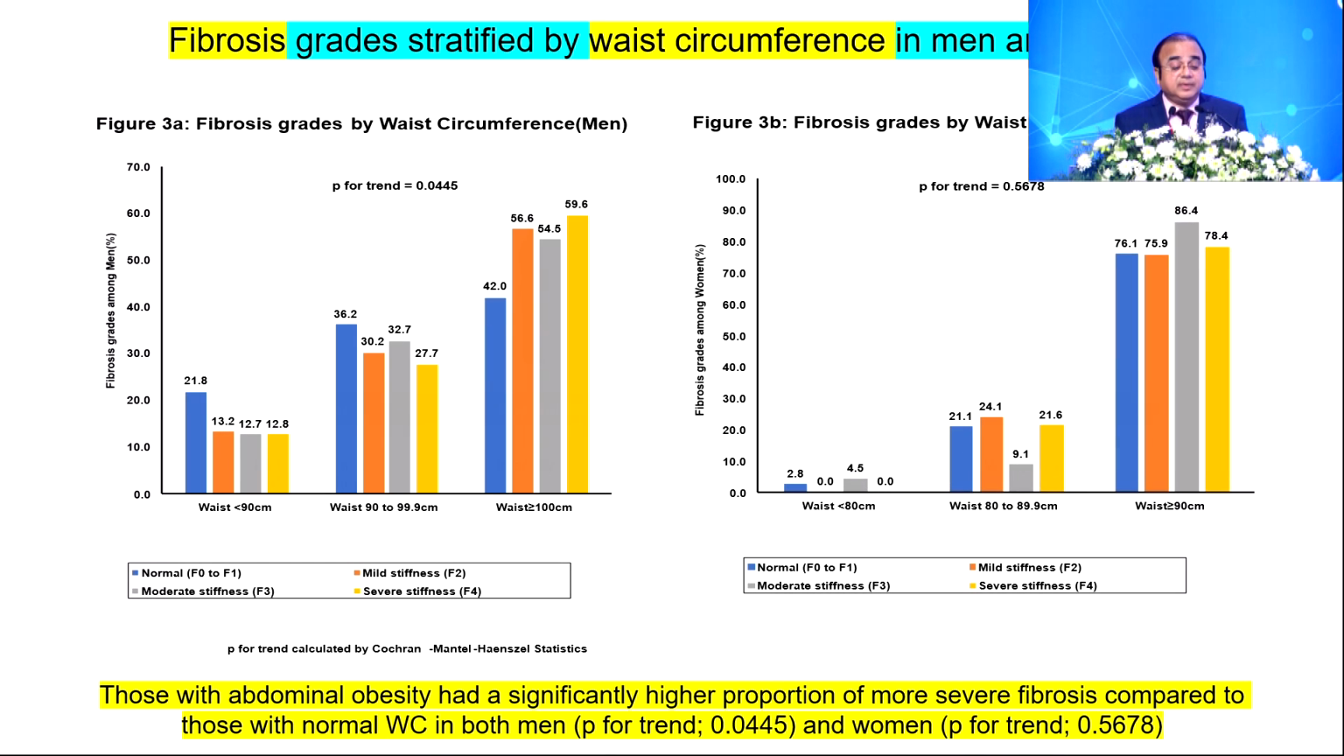When we saw the fibrosis with the waist circumference in men and women, here also we can see the trend is very much positive, but men have shown a very significant association. In women, we can see a very good trend with the waist circumference, but the p-values were not very significant.